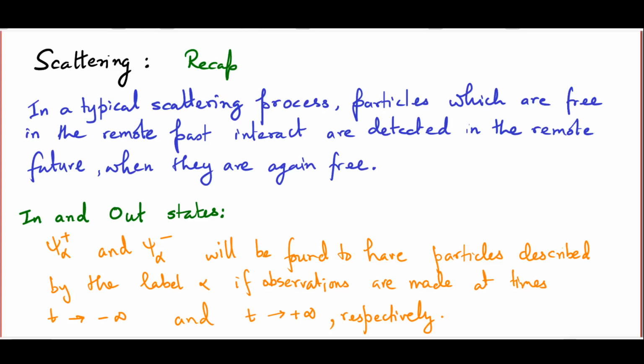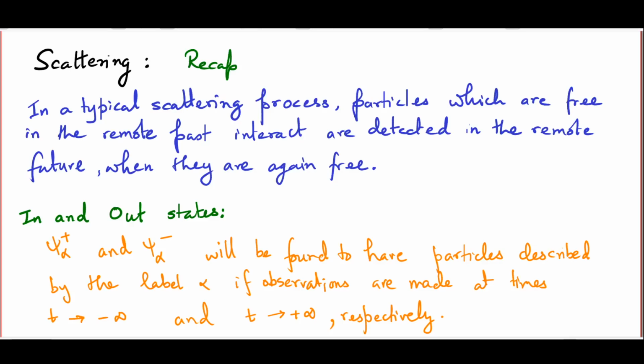You say psi alpha plus will be found to have particles described by the label alpha if observations are made at times t going to minus infinity. Similarly, psi alpha minus will be found to have free particles described by the label alpha again, but this time if you were to make the observations at t goes to plus infinity.